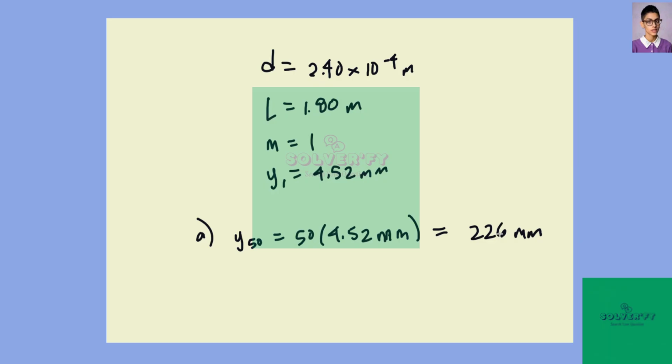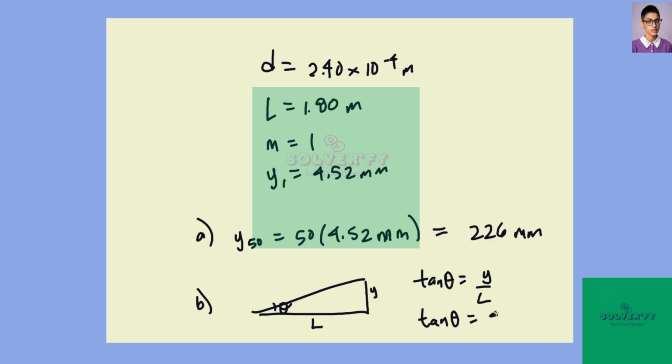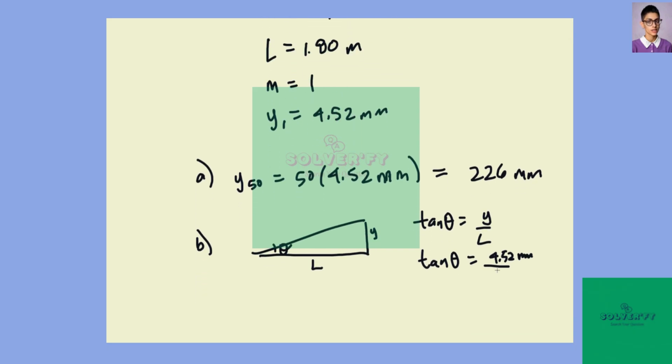Okay, and then in part B, find the tangent of the angle of the first order bright fringe. We can do that by looking at our trig here. If this is our angle, and this is what we call y, and this is what we call L, the tangent of theta is just y over L. So in this case, the tangent of our angle is 4.52 millimeters over 1.8, but 1.8 is in meters, so I need to have the units be consistent. It doesn't matter which one you change. I'm just going to choose to change the denominator to 1800.